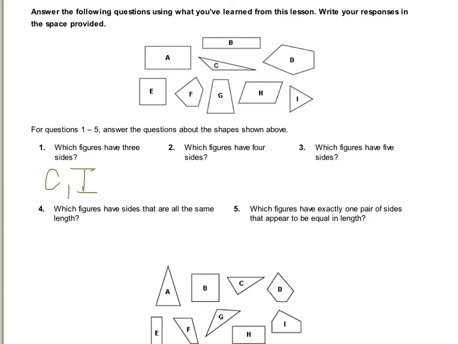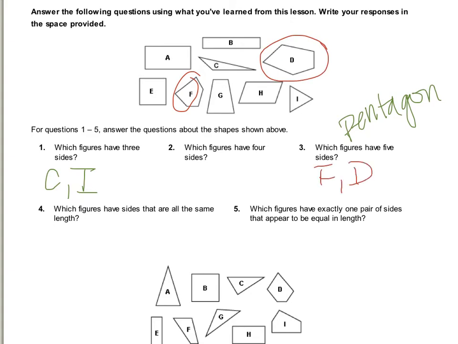Number 3 says which figure has 5 sides. The technical word for anything that has 5 sides is a pentagon. It may be helpful to write that down. So anything that has 5 sides is considered a pentagon, and I'm looking for anything with 5 sides. Well, F has 5 sides and D has 5 sides. So those would be our pentagons.